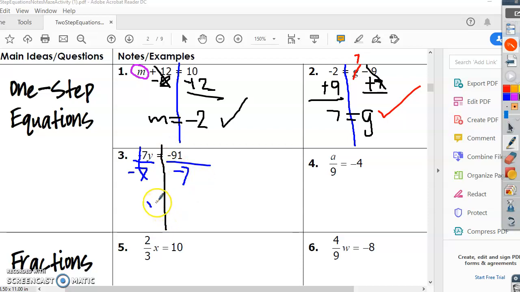And y, let me go back to y is equal. So -91 divided by a -7 is actually going to give us a +13. And you can go ahead and check. So that means that 13 times -7 should give me -91.